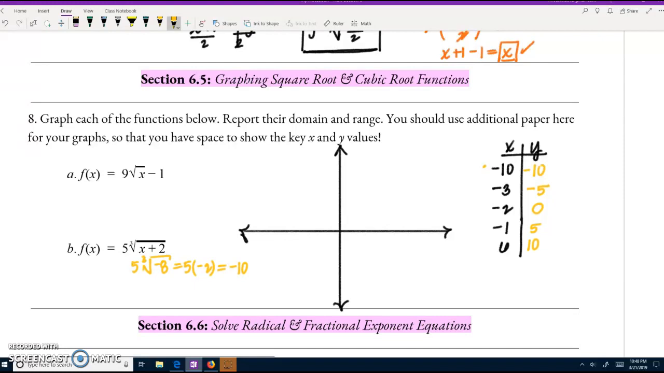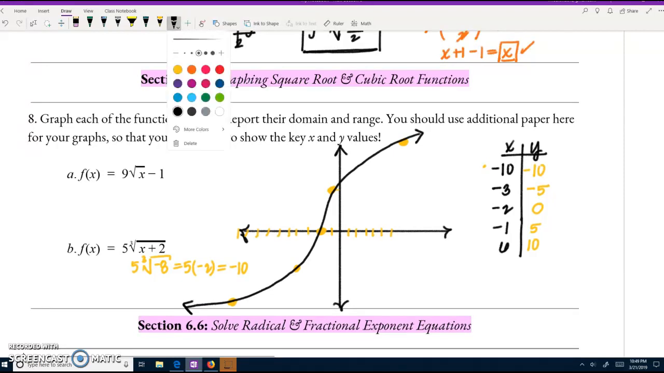We've got -10, -10. So let's go over 1, 2, 3, 4, 5, 6, 7, 8, 9, 10, and then we're down right about here. -3, we're down at -5. -2, we're at 0. And then -1, we're at 5. And then over at 6, we are up at 10. So from that point on, what we want to do is to connect our values here to see what our cubic root graph is going to look like.